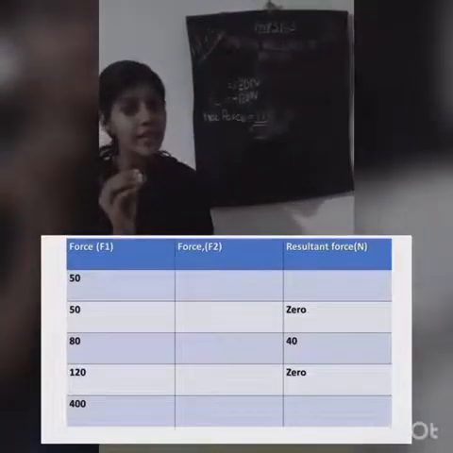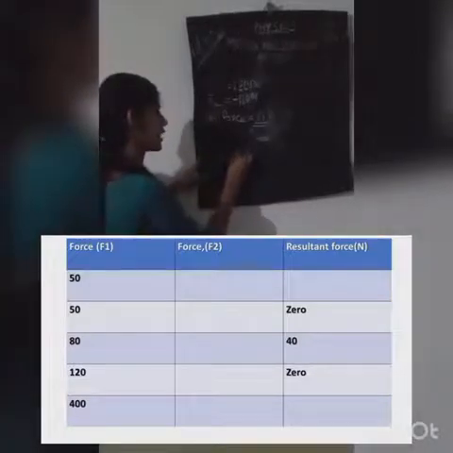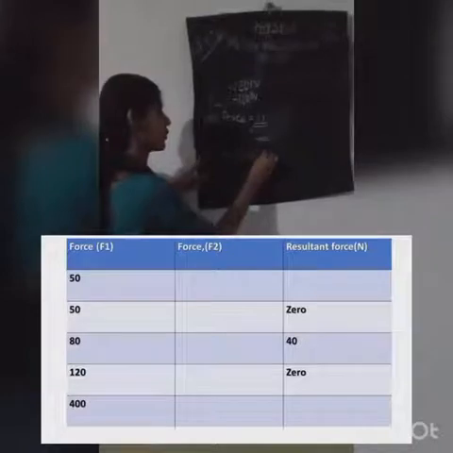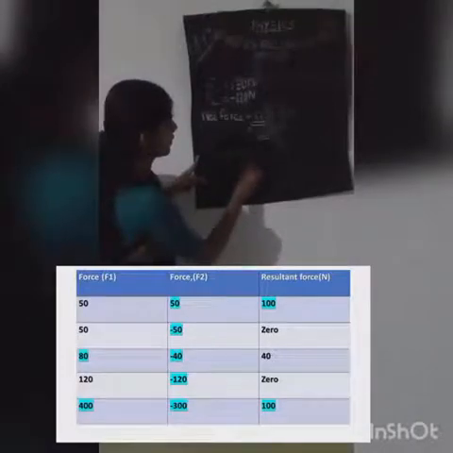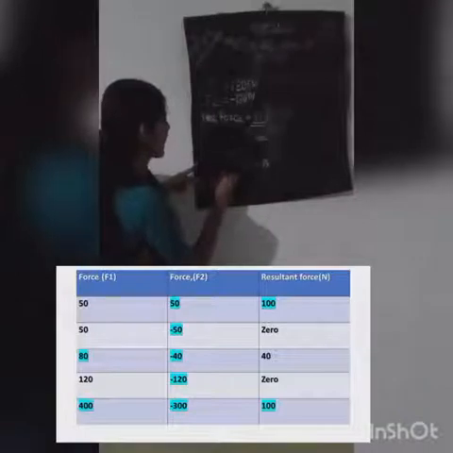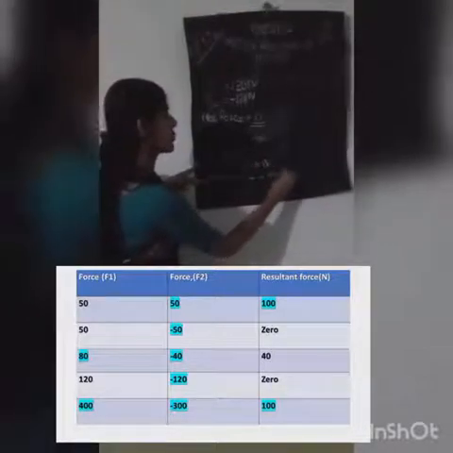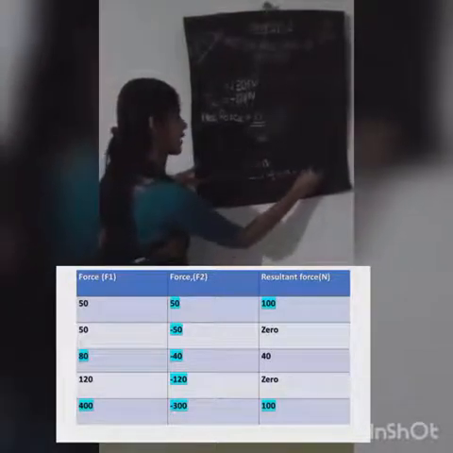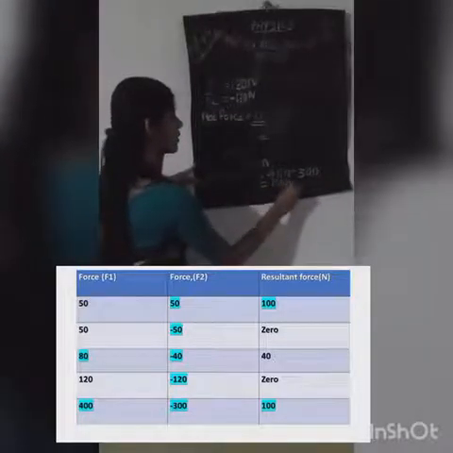Yes, here F1 equal to 400 Newton, F2 equal to 300 Newton, but it is in the opposite direction. So minus 300 Newton. Then net force equal to F1 plus F2 is equal to 400 minus 300 is equal to 100 Newton. So the net force is 100 Newton.